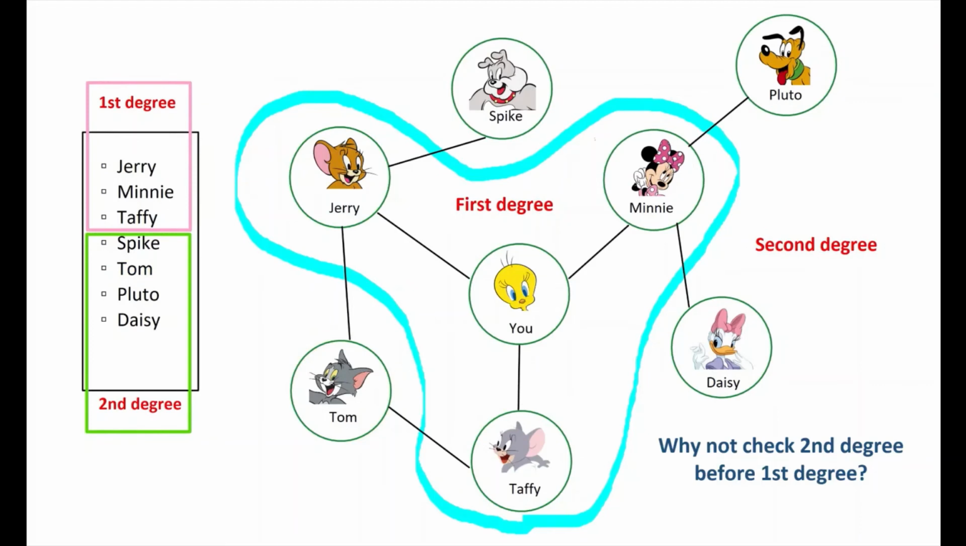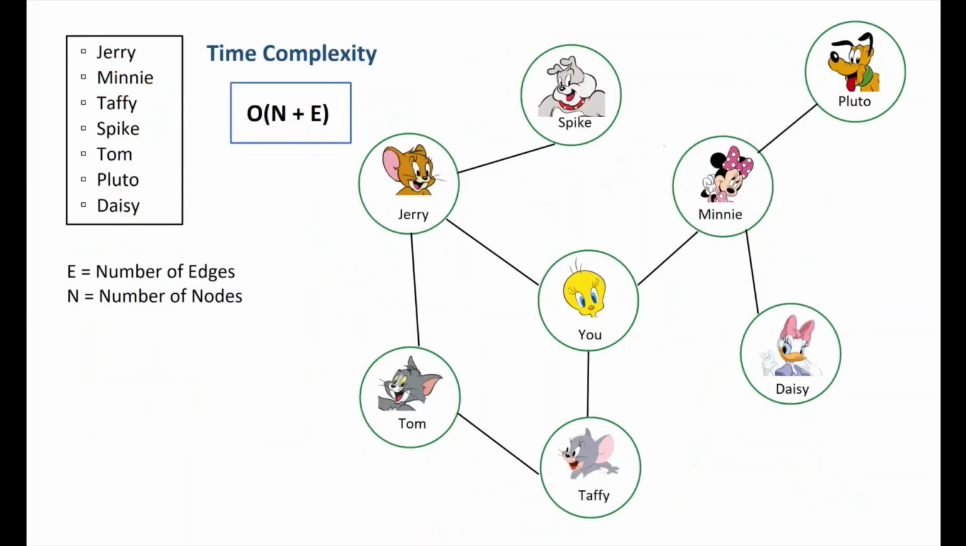Why are we not checking the second degree connections before first degree connections? Let's assume that both Minnie and Daisy are watermelon sellers. If you check Daisy before Minnie, your search would be complete, but you will end up with a seller who is not closest to you. So it is important that you check the nodes in the order in which they are added. In other words, we can say that you are checking the node which is added first. So we need the first in first out property, and for that we can use a queue.